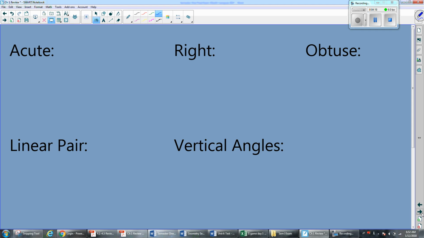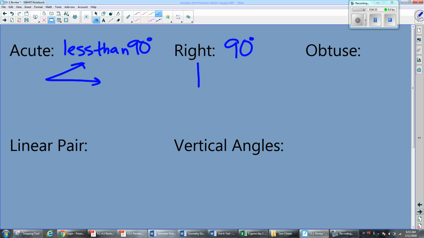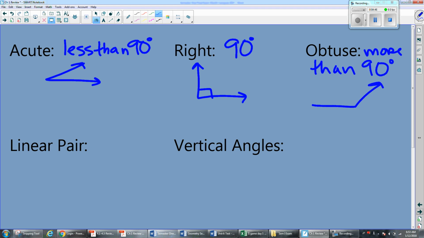Okay, here are some definitions for different types of angles we talked about. If it was acute, we said it was less than 90 degrees. It's small, it's little, it's acute angle. So there's an example there. If it's right, it is exactly 90 degrees. We can never assume that. In order to know it's a right angle, you have to see that box in the corner. Obtuse means more than 90, but it can never be 180 degrees, otherwise that'd be a straight line.